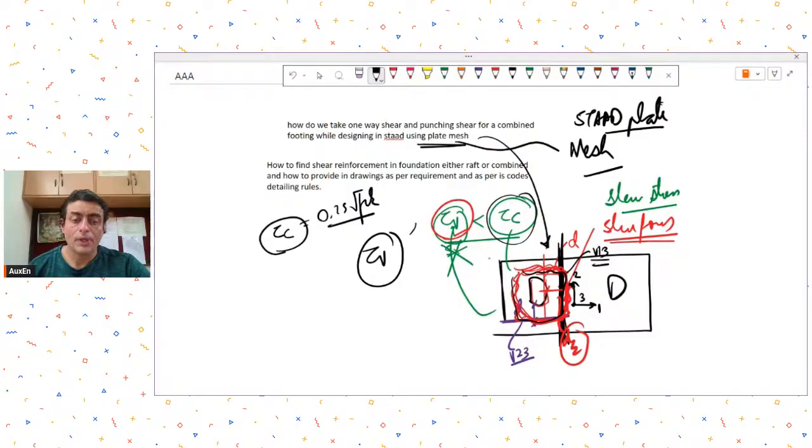But again, which stress to check, I'm not sure in STAAD using plate meshes. In ETABS, there is this value to check shear stresses also. There is an option to check shear stresses.